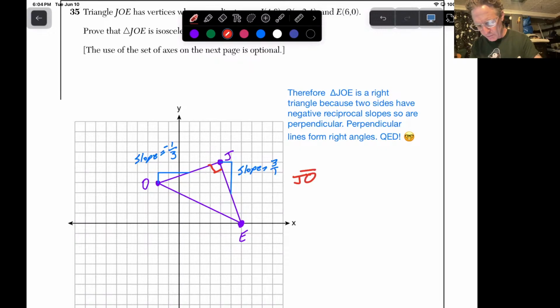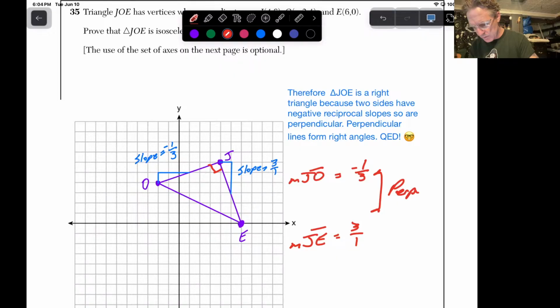So JO, you can even use the slope symbol. Make sure you at least list your work. Slope of JO equals -1/3. Slope of JE equals 3/1. So these are perpendicular. So therefore, triangle JOE is a right triangle because 2 sides have negative reciprocal slopes. QED.